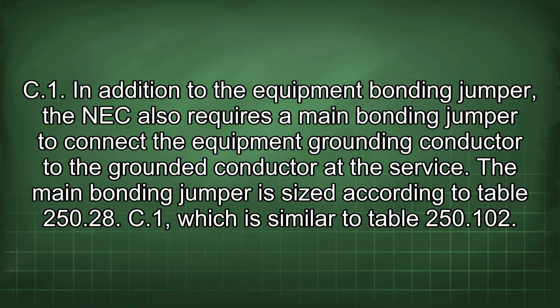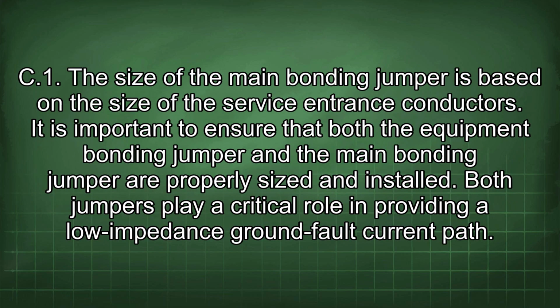The main bonding jumper is sized according to Table 250.28(A)(1), which is similar to Table 250.102(C)(1). The size of the main bonding jumper is based on the size of the service entrance conductors. It is important to ensure that both the equipment bonding jumper and the main bonding jumper are properly sized and installed. Both jumpers play a critical role in providing a low impedance ground fault current path.